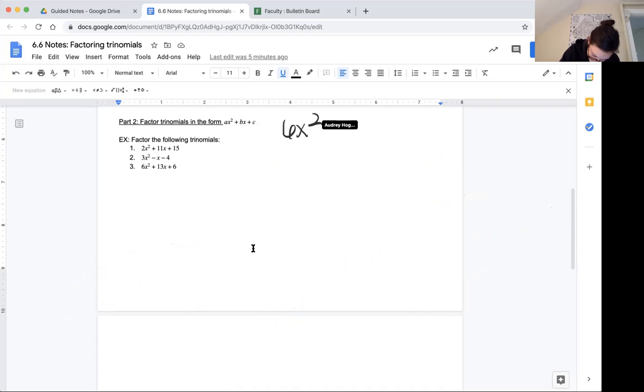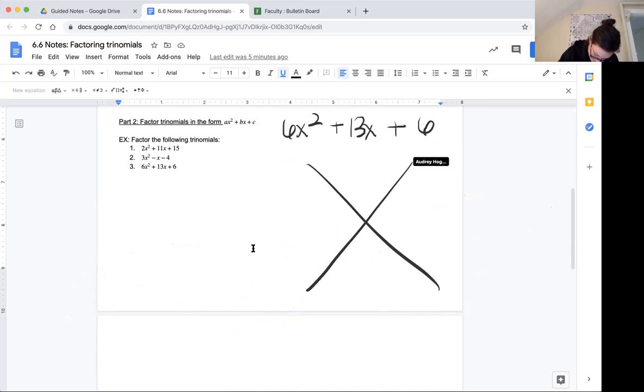6x squared plus 13x plus 6. We're going to draw our x. In the top of our x, we are going to have 6 times 6, which is 36. In the bottom of our x, we have the coefficient of x, which is 13. And now we are searching for two numbers that multiply to 36 and add to 13.